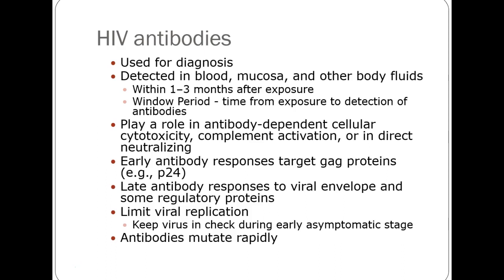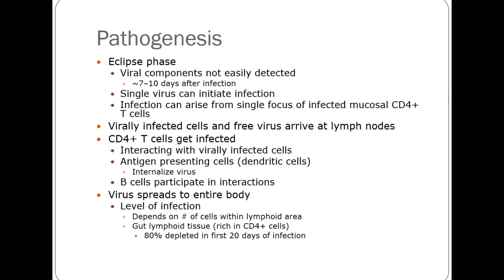So in order to find out if somebody has HIV, we test for HIV antibodies. We can detect them in the blood, the mucosa, and other body fluids, and they usually occur within 1 to 3 months after exposure. We call this the window period. It plays a role in antibody-dependent cellular cytotoxicity, complement activation, and in direct neutralizing. The early antibody responses target the GAG proteins, for example P24, and late antibody responses target the viral envelope and some regulatory proteins. We try to limit viral replication, so we try to keep the virus in check during those asymptomatic stages, but the virus tends to mutate rapidly and make it very difficult.